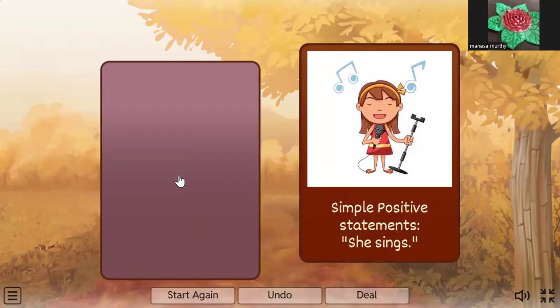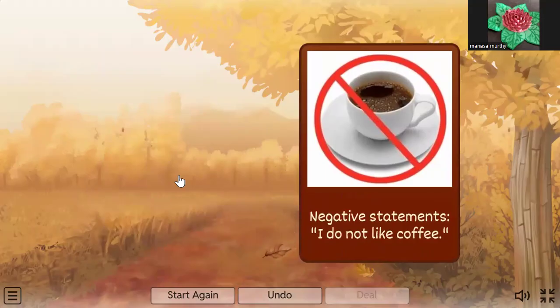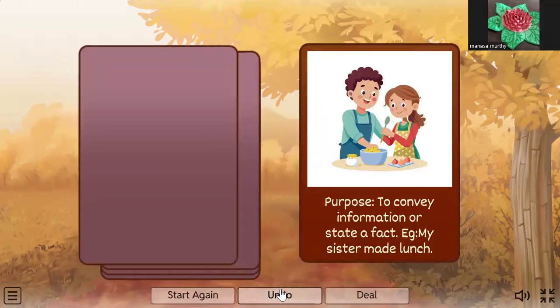We also have simple positive statements in declarative form. She sings. I play cricket. I went to Mumbai. Simple positive statements. Negative statements: I do not like coffee. She did not go to school today. These are all negative statements. So it can be either positive or negative, to express an opinion or state a fact, and it definitely ends with a full stop. All these are key characteristics of a declarative sentence.